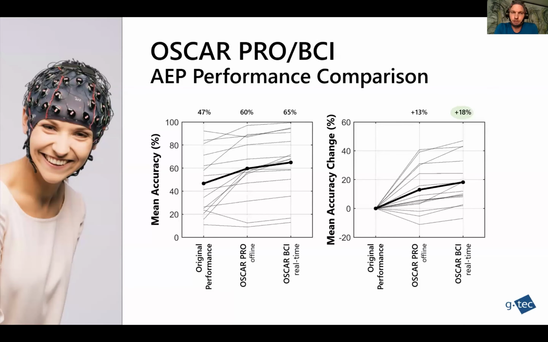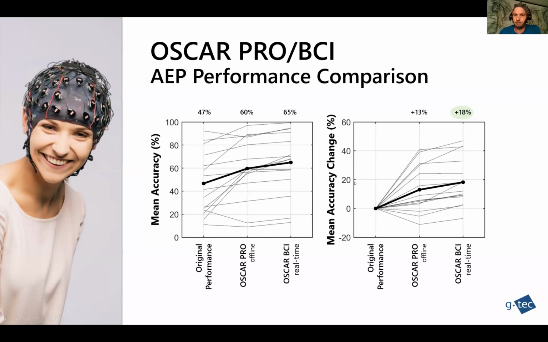On the auditory evoked potentials experiment, this is the evolution of performance, so to speak. We have the accuracy on the y-axis from 0 to 100%, and we have the individual subject accuracies as the thin lines, and the thick lines are the subject average. Originally, we have about 47% performance without doing anything. When we apply OSCAR Pro offline, we can increase this to 60%. And when we apply OSCAR BCI in real time, we improve to 65%.